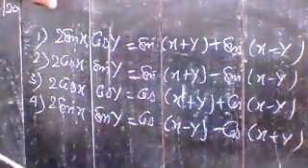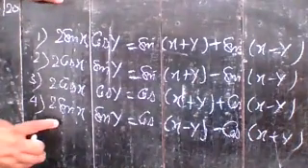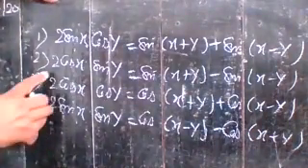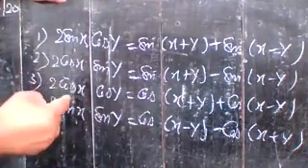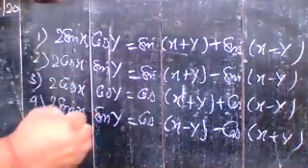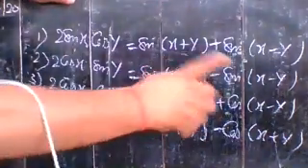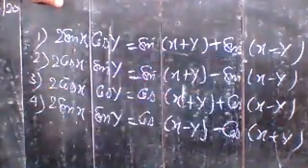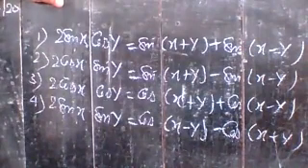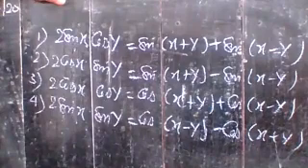So here you have 4 identities in which the product of the functions can be expressed in the form of sum or difference. Okay, so note it. And you have to learn all these identities also.